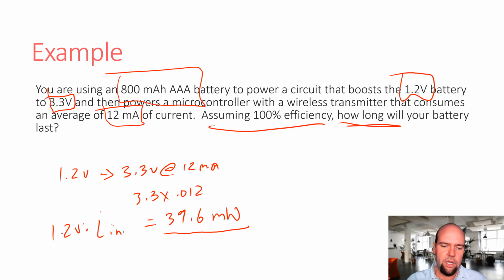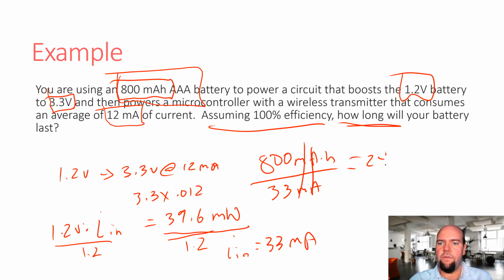The input current is going to be 33 milliamps. Okay. And we know that we had an 800 milliamp hour AAA battery. So to find out how long this battery is going to last, we can simply do 800 milliamp hours divided by 33 milliamps. That gives us 24.24.